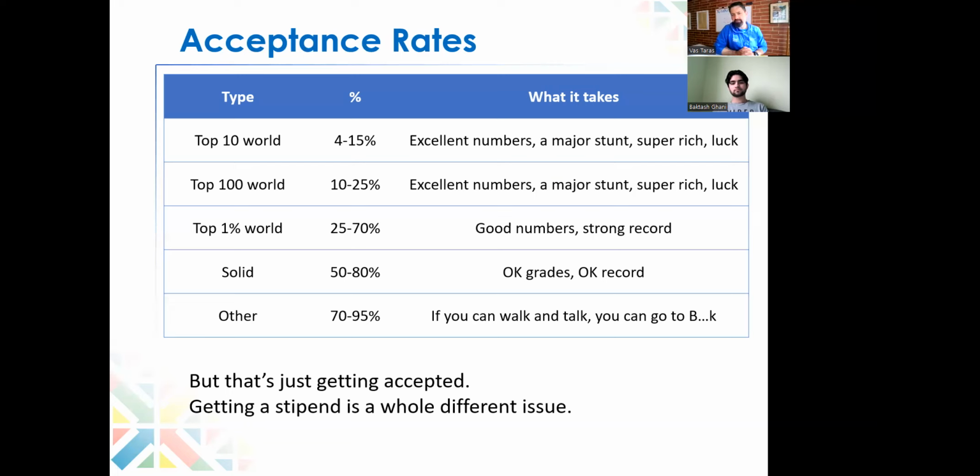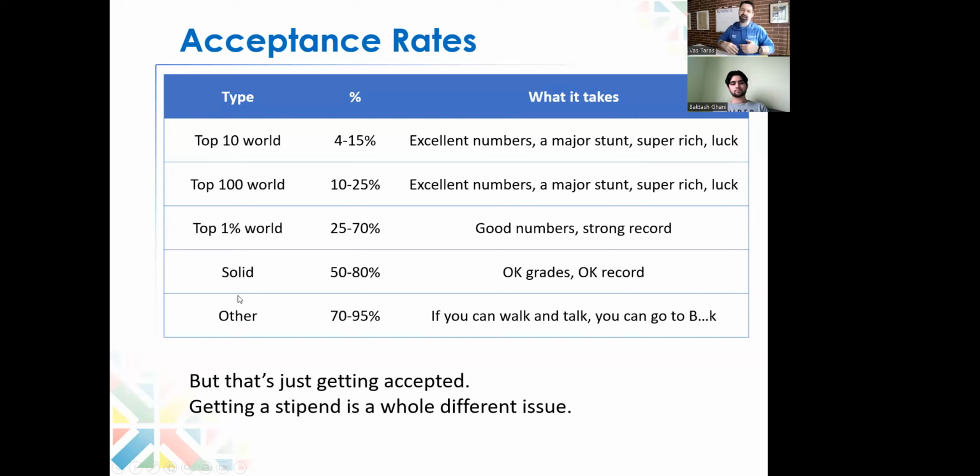know, a parliament member at the age of 21, or did not win the Olympics, or did not start a successful company, or did not lead a huge rebellion against some corrupt government. So as long as you show good numbers and a strong record, you probably will be accepted with a reasonable chance. And then you have sort of solid schools and others.